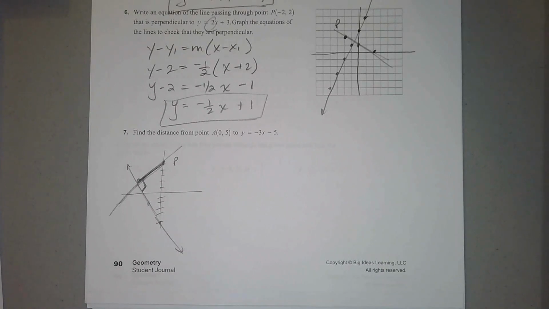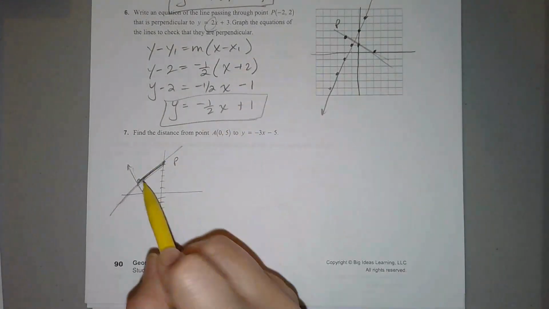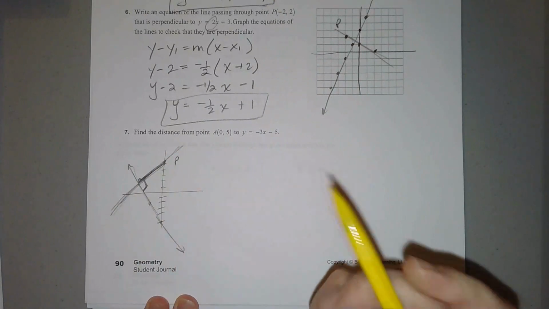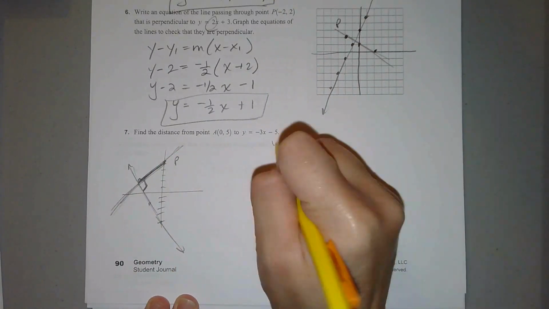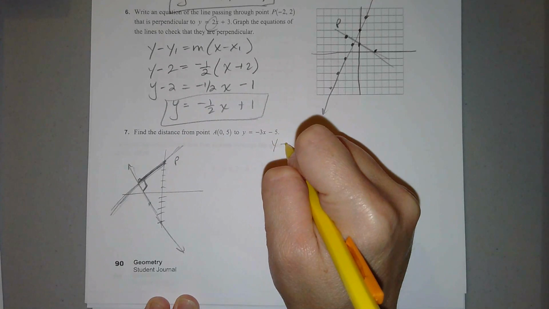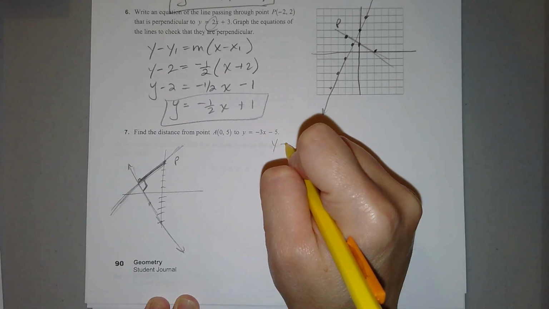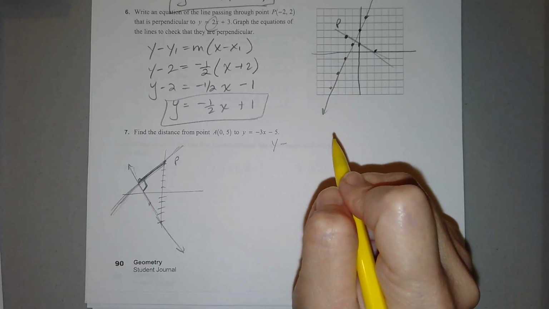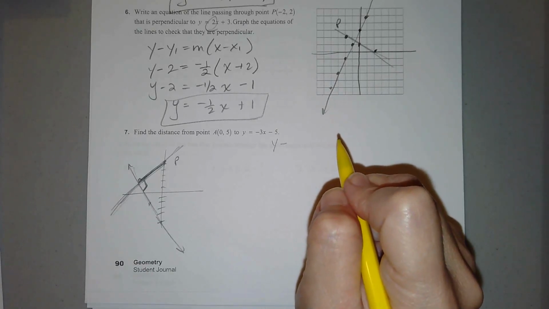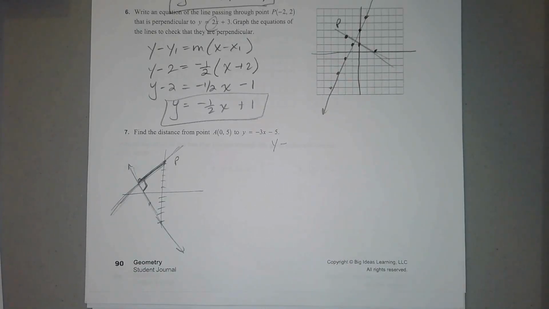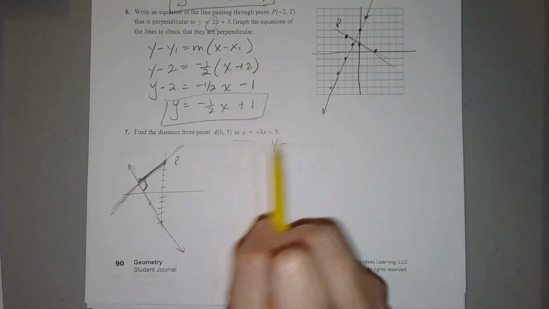So the first thing I'm going to do is find the equation of the line that passes through P. I'm going to find the perpendicular equation from point P to the line. So first I'm going to look at the slope of this line here, because we have this equation.